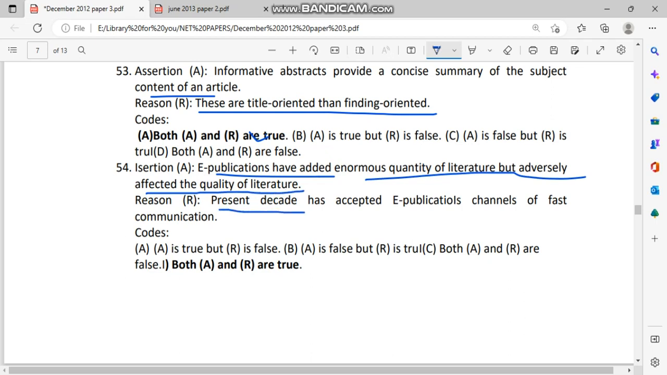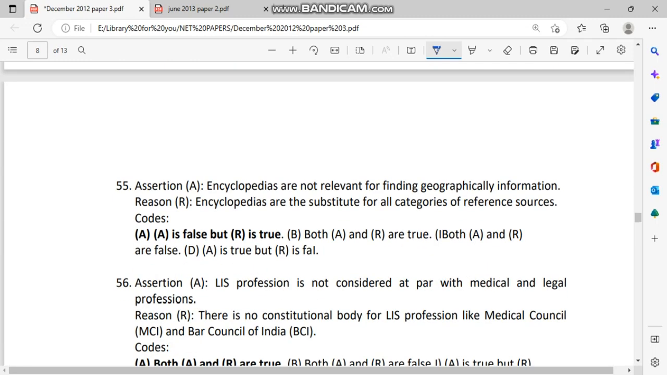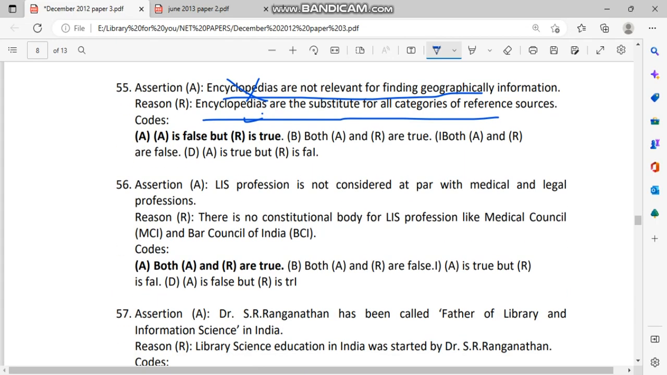E-publications have added enormous quantity of literature but adversely affected the quality of literature. Present decade has accepted e-publication channels of fast communication. Both are true. Encyclopedias are not relevant for finding geographical information. Reason, encyclopedias are the substitute for all categories of reference sources. A is false but R is true.